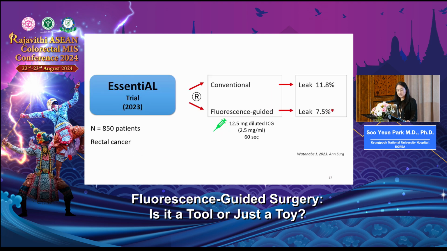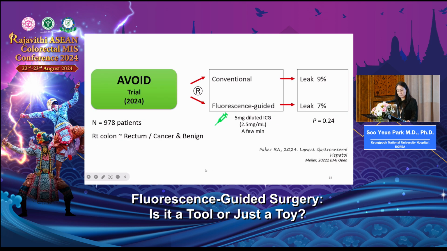And recently 2 big trial results were published. The Essential trial was performed in Japan, and they evaluated more than 800 patients who had rectal cancer. Patients were randomized to a conventional and a fluorescence imaging guided group, and they used a fixed dose of ICG, 12.5 milligrams, and the leak rate was reduced from 11.8% in the conventional group to 7.5% in the ICG group.